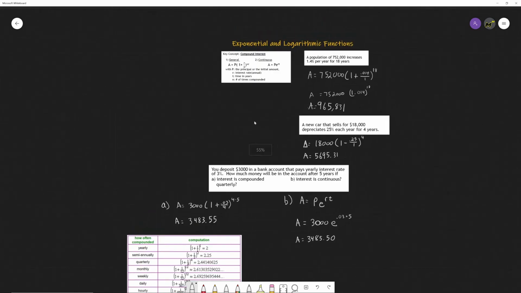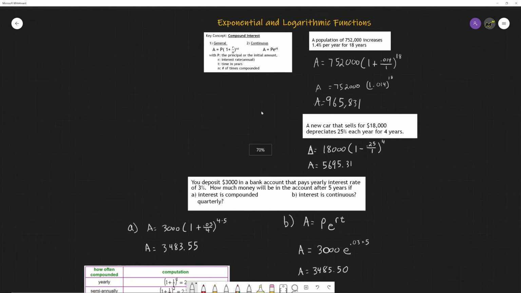Alright, there you have it. Here are exponential and logarithmic functions. Good luck in your practice.